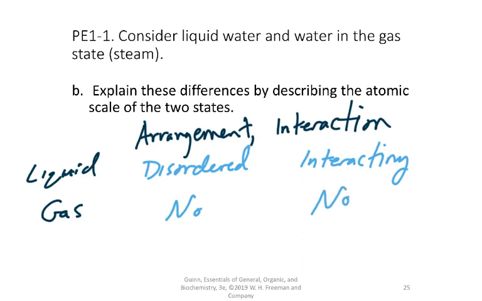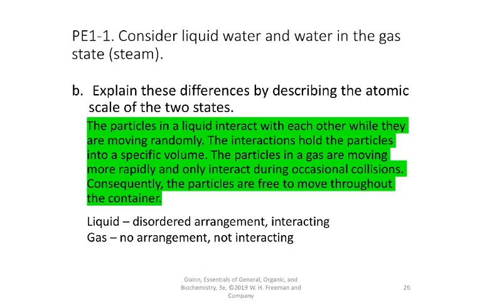Okay, and so these two factors are how we explain the macroscopic differences that we saw before. In the words of the textbook, the particles in a liquid interact with each other while they are moving randomly, the disordered movement. The interaction holds the particles into a specific volume. The particles in a gas are moving more rapidly and only interact during occasional collisions. Consequently, the particles are free to move throughout the whole container.